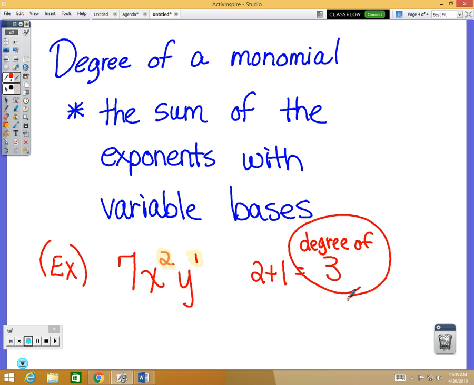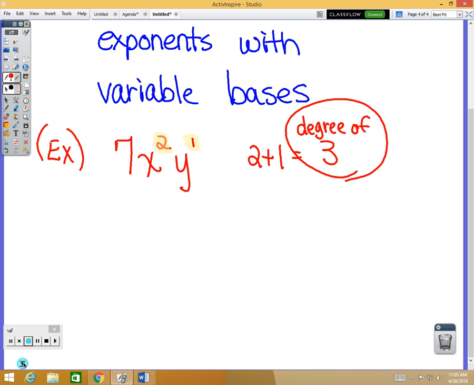Again, this monomial has a degree of 3. So you're adding up the exponents that are on variables only. So let's look at another example of that.